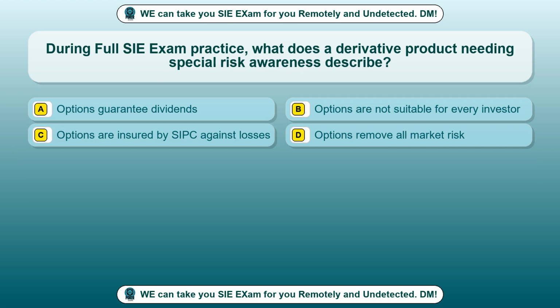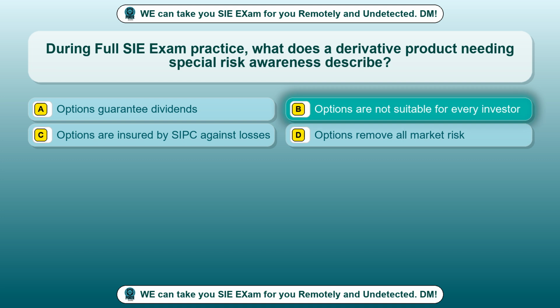Question 18. During full SIE exam practice, what does a derivative product needing special risk awareness describe? Option A, options guarantee dividends. Option B, options are not suitable for every investor. Option C, options are insured by SIPC against losses. Option D, options remove all market risk. The correct answer is option B, options are not suitable for every investor.